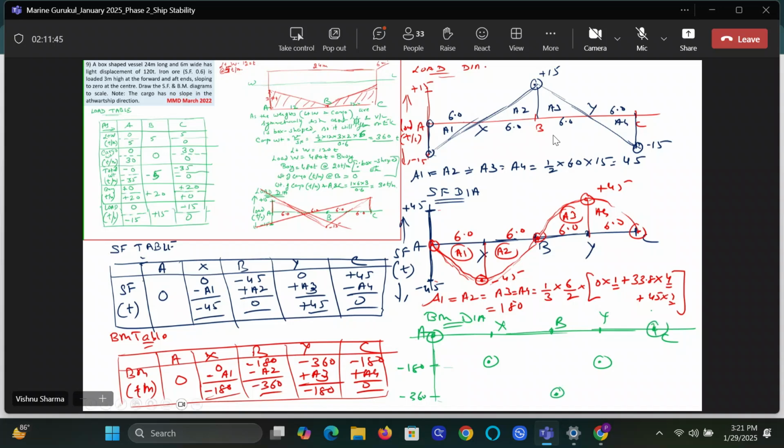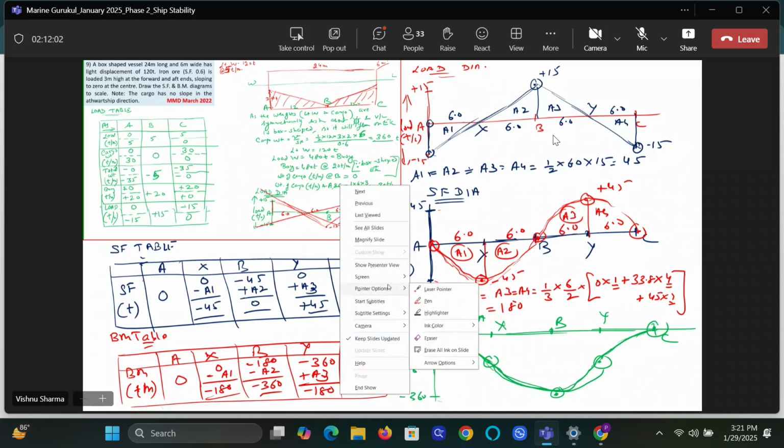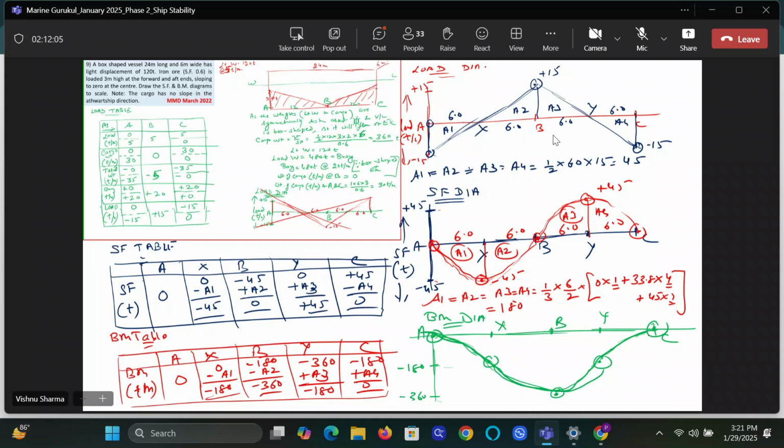Angle will be vertex to base. So it will be a bell on the negative side like this, correct, beta? Something like this. Correct. This will be the diagram. Let me make it in blue. This is the BM diagram, guys, for this question. It is minus 360, minus 180, minus 180. If anybody has any questions, let me know.